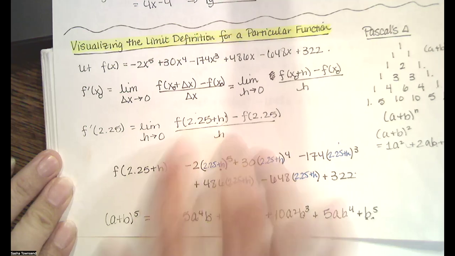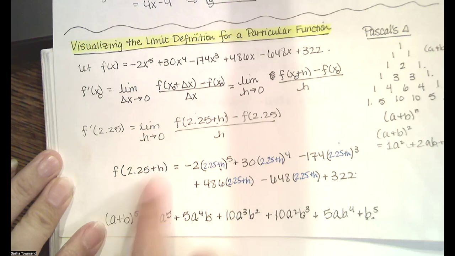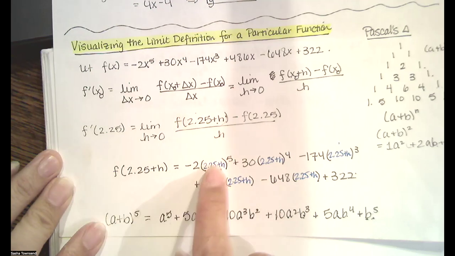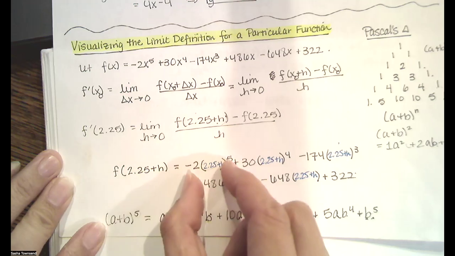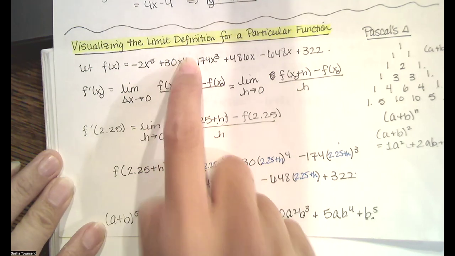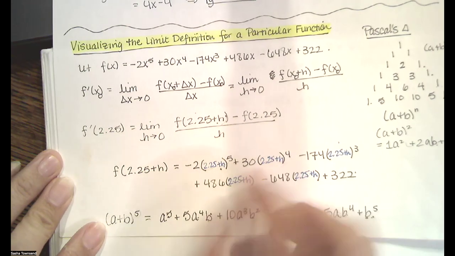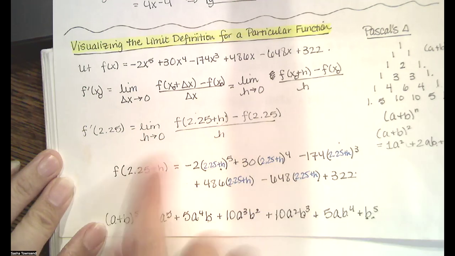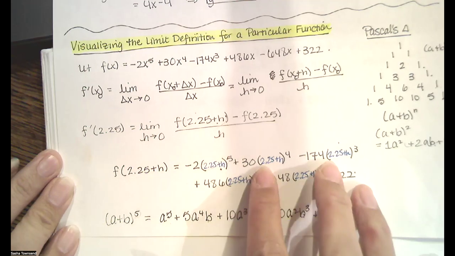To actually do this, we do all of this over here. So we take this 2.25 plus h, and we replace every x with 2.25 plus h. Initially I just wrote -2 times some open parentheses to the fifth, and then I plugged in that x value. And then this is 30 times x to the fourth. So I'm going to have 30 times open parentheses to the fourth, and then I plugged in that x value. When I write this down, I just open some parentheses as a placeholder for whatever I'm going to put inside. And then I put those inside, and then we simplify this.